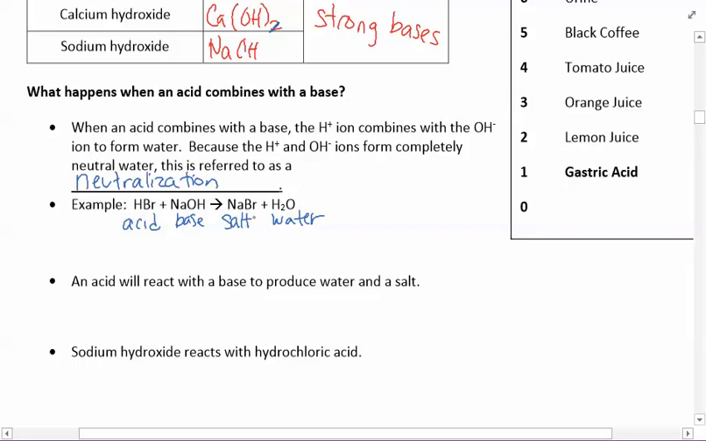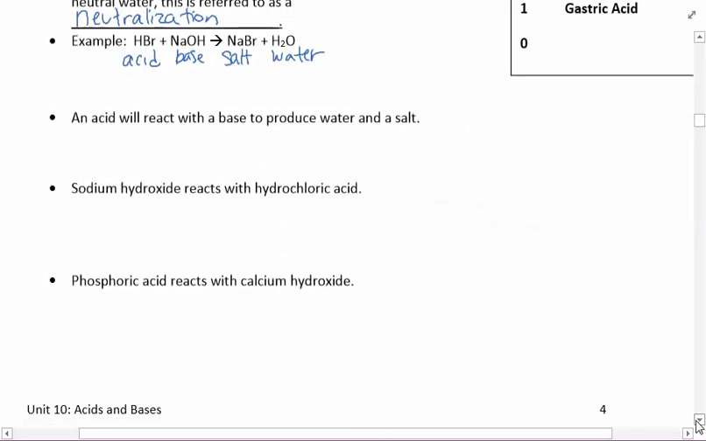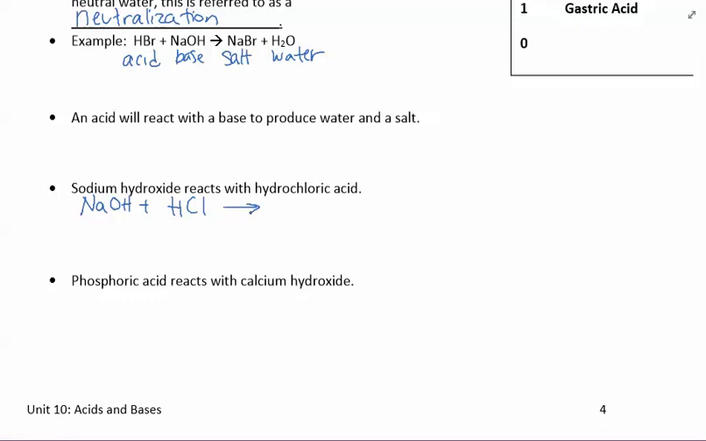So let's take a look, kind of reviewing Unit 5 a bit. We have sodium hydroxide, which is NaOH, reacting with hydrochloric acid, which is HCl. Again, we're going to be predicting products. It's a double replacement reaction, so our substances are switching places. We're going to make water, which comes from the H from the HCl and the OH from the sodium hydroxide. And in this case, we're also going to have sodium chloride.